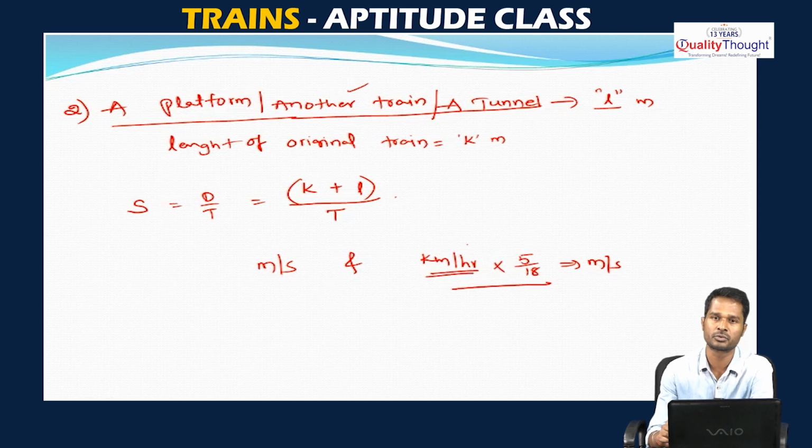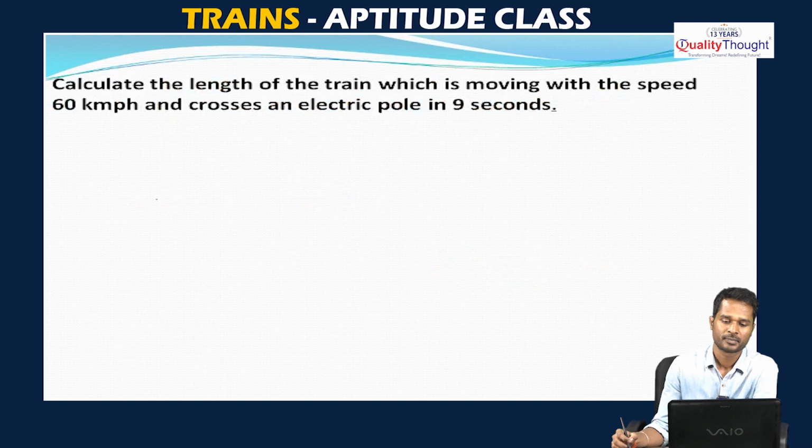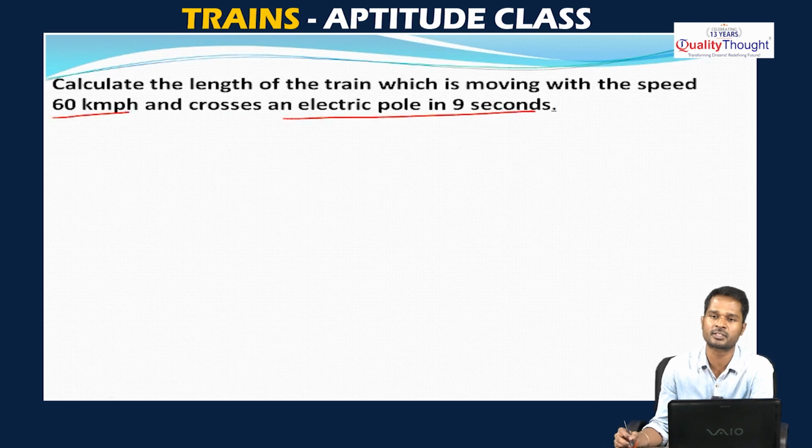Based on this, we are going to solve the questions. Let us see the questions. Question 1. Calculate the length of the train which is moving with the speed 60 kilometers per hour and crosses an electric pole in 9 seconds. See this, a train is moving with the speed of 60 kilometers per hour and it crosses an electric pole in 9 seconds. This is the first case.